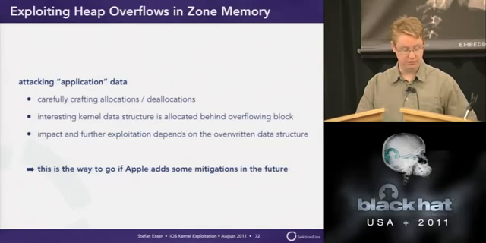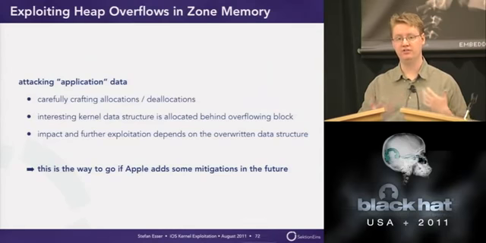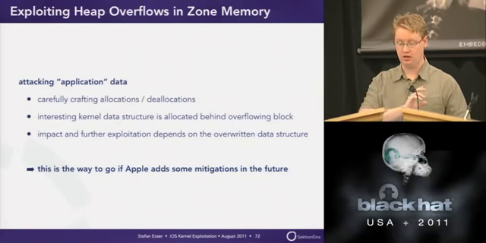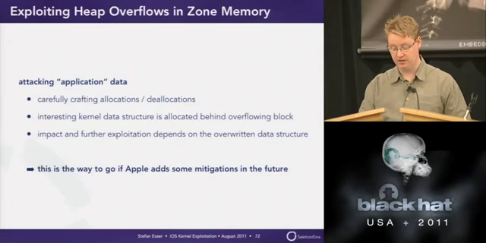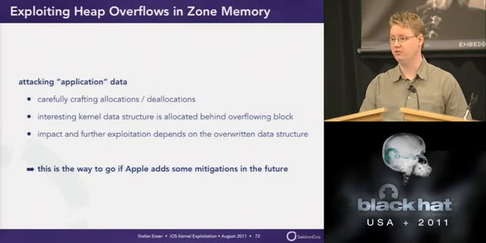Of course, when you have a heap overflow, you can always attack the application data. What you try is you carefully allocate and deallocate so that you control the heap layout. And what you want to have is a buffer with a very interesting kernel structure behind a buffer that you overflow. And the impact depends on what you can write and what kind of structures you overwrite. At the moment, we can just ignore that because there is no mitigation inside the kernel heap at the moment, so it's easier to use the other way, especially for the exploit we are doing. So we remember that for the future.